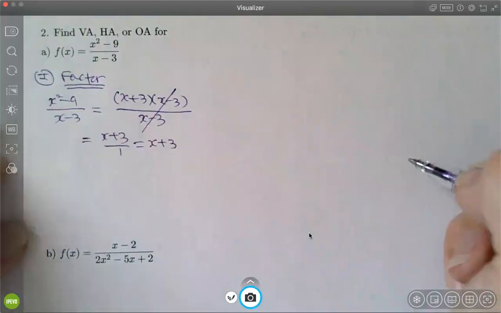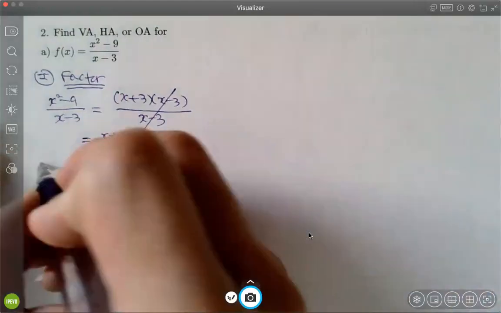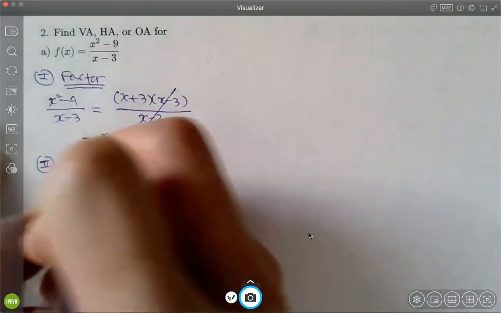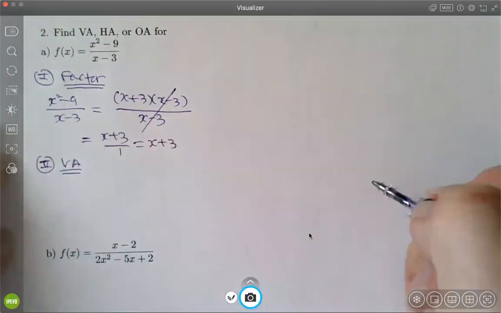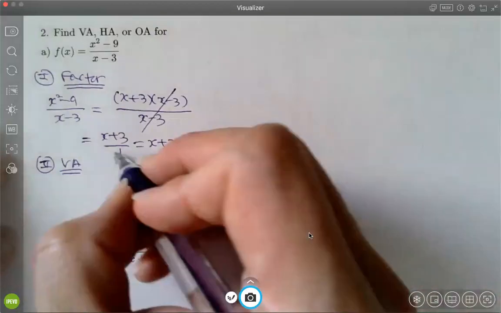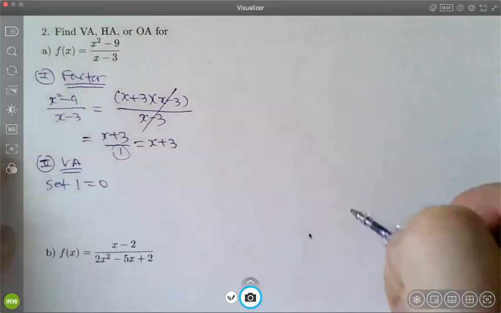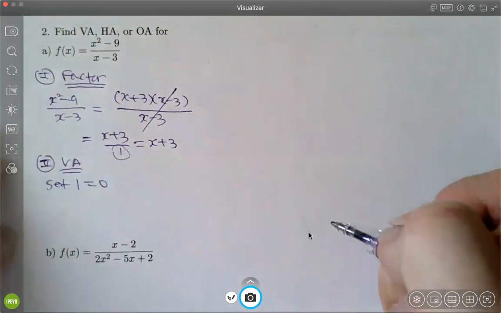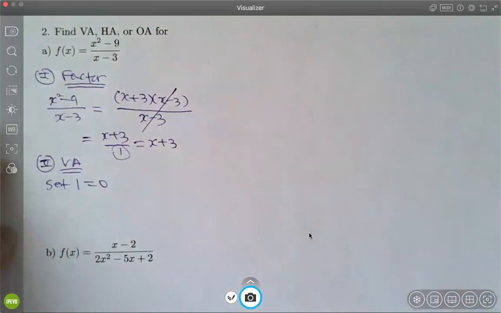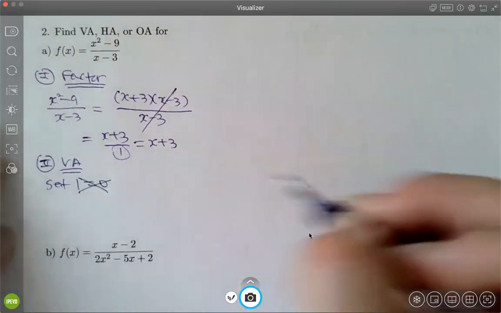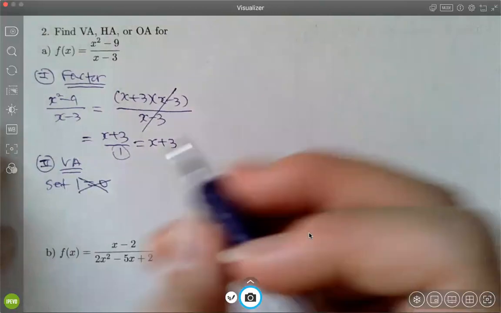Okay, so now, vertical asymptote. So what do you do? You set the new bottom equal to 0, right? And what's the new bottom? 1, right? Okay, so you said 1 is equal to 0. What does that mean? Where is the vertical asymptote? At x equals 1? No, this is false, right? So what does that mean? There is no vertical asymptote.